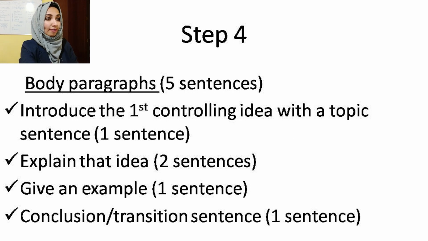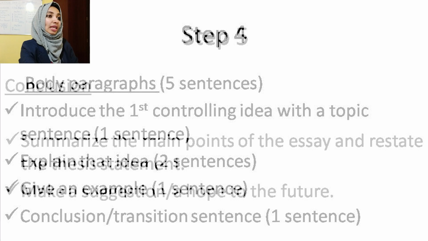And step 4 is to write the body paragraphs. There will be 5 sentences. The first one is the topic sentence, in order to introduce the first controlling idea. And the second sentence will be explaining that idea. Okay, and the third sentence will be giving an example, and finally you should write a conclusion or a transition sentence.